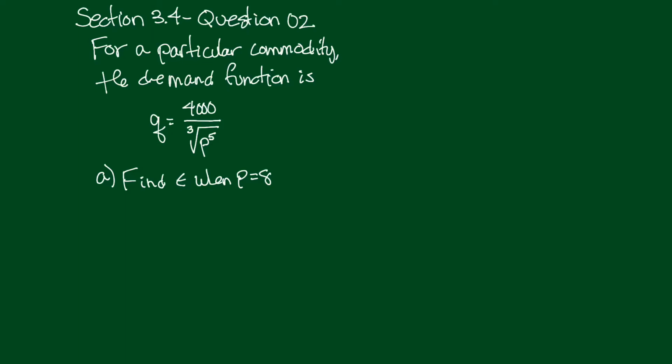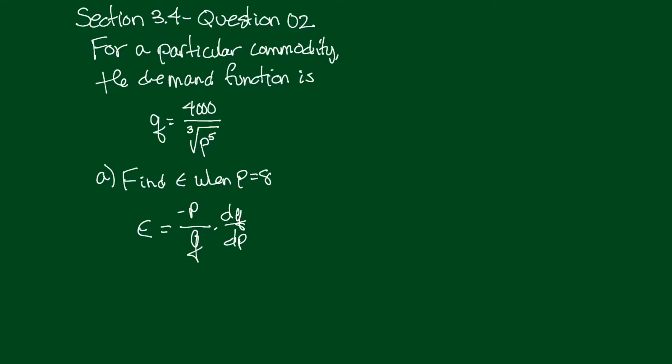Problem 2 tells us that for some particular quantity, the demand function is right here. So it says the quantity demanded depends on the price this way. And in part A, we're supposed to find epsilon, the elasticity of demand, when the price is 8. So we have a formula for elasticity of demand. It is epsilon equals negative P over Q times dQ/dP.